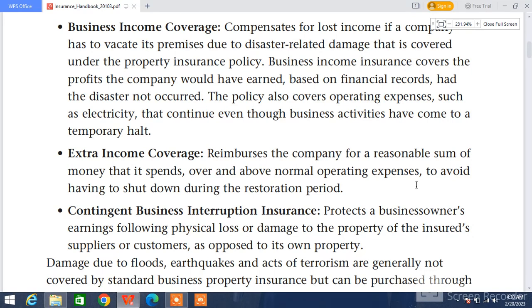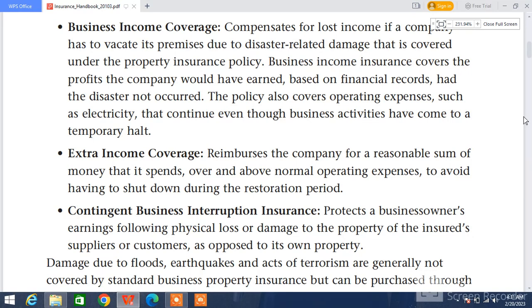And next is the extra income coverage. It reimburses the company for a reasonable sum of money that it spends over and above normal operating expenses to avoid having to shut down during the restoration period. This is the information given in the extra income coverage.